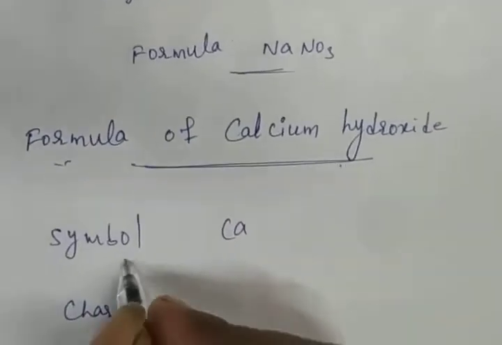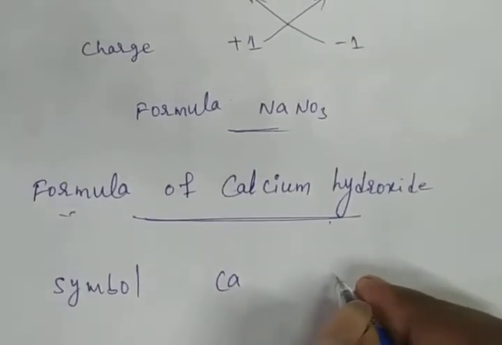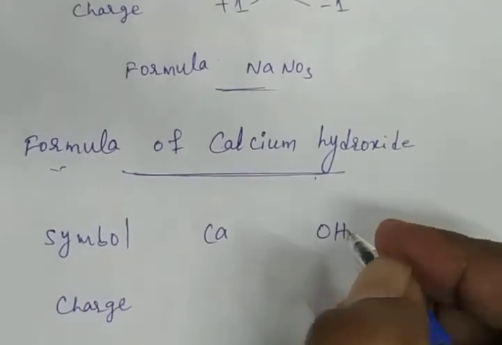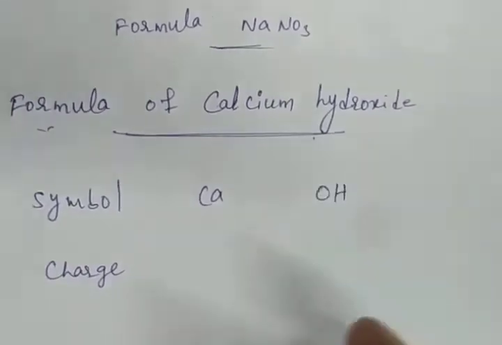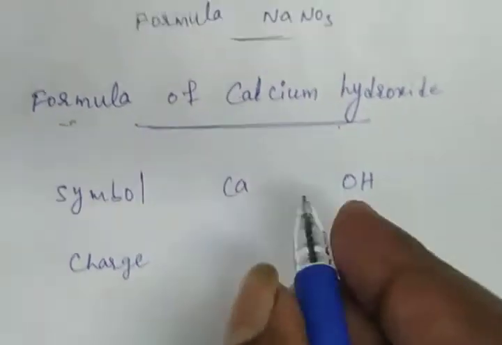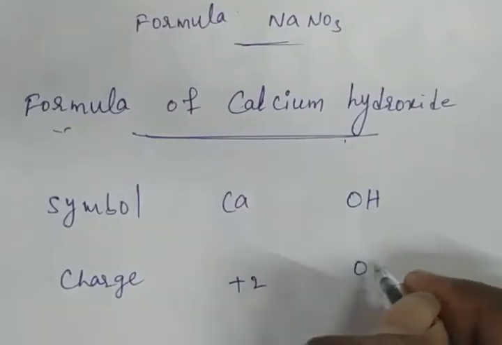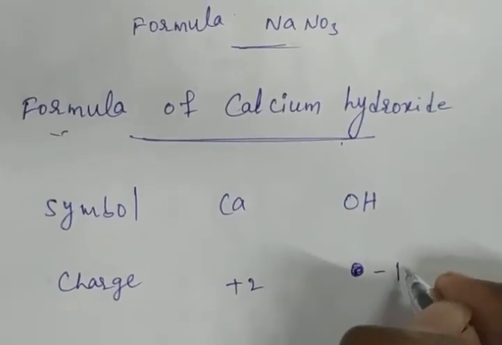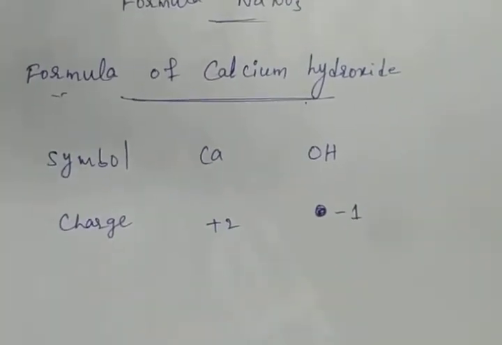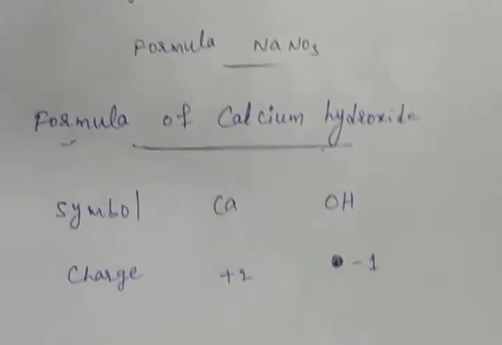We can write the symbol or formula also. Okay, Ca. And what is the symbol or formula of hydroxide? OH. We can call it the formula or symbol. Okay, next charges. Once you check the table, Ca is +2. OH is a hydroxide ion, -1 is there. Okay, calcium +2, OH -1. Then crisscross.